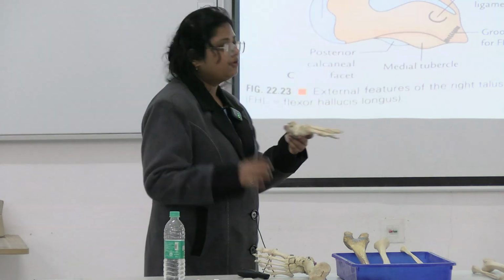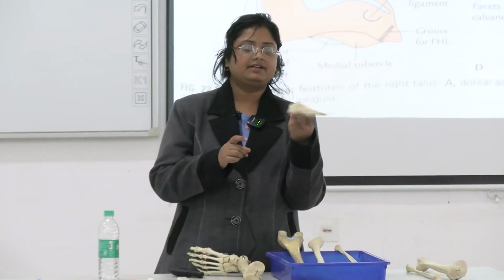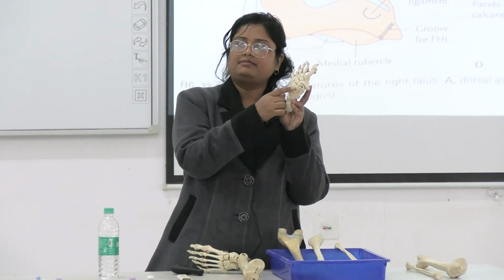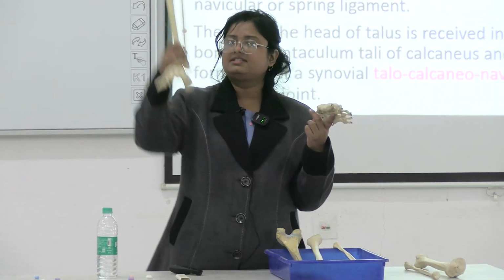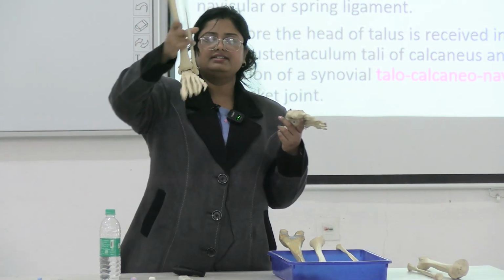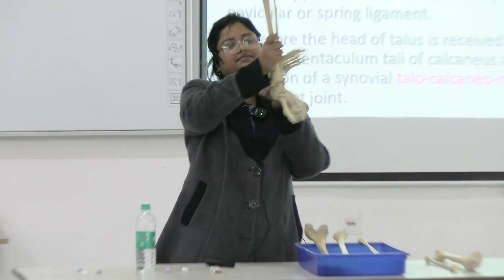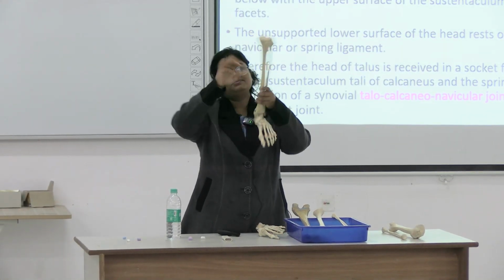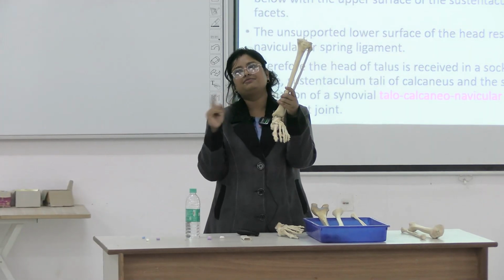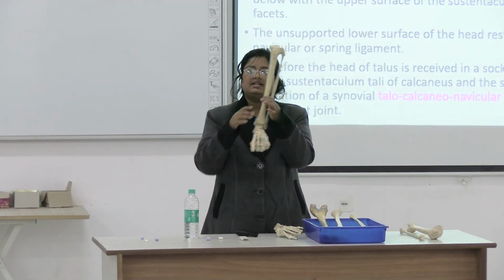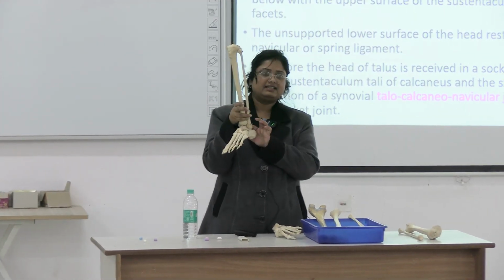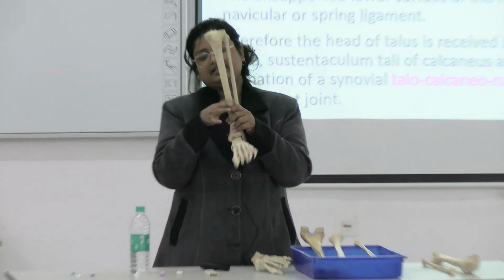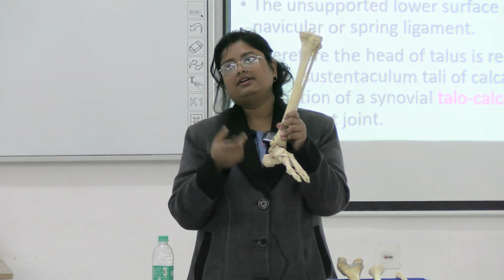Okay, next, so you have to identify the bones. This upper one articulates with the tibia and fibula. You can see here is the articulation: the tibia and fibula on their inferior surface form a concave surface, known as the tibiofibular mortise. It articulates with this talus, forming the talocrural joint or ankle joint.